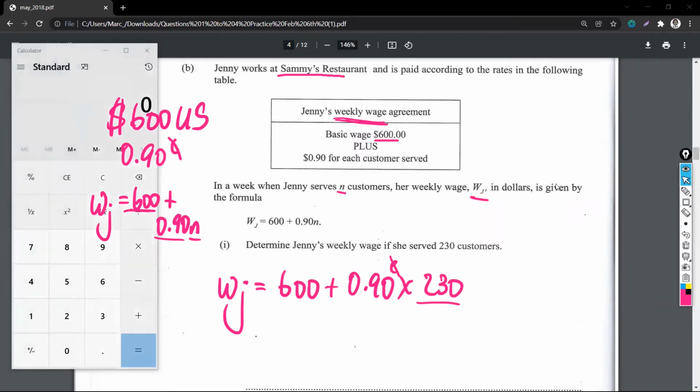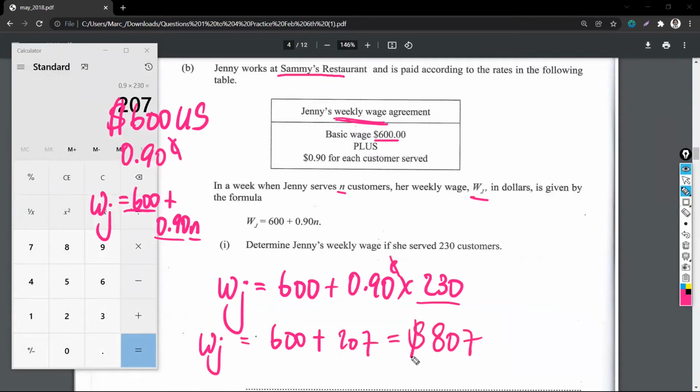So let's calculate it over here on the calculator. 90 cents times 230, so 0.90 times 230. And this should give you 207. So this will be W, and it's going to be 600 plus 207. And it's going to be 807. Make sense, guys? So this is how much you earn per week.